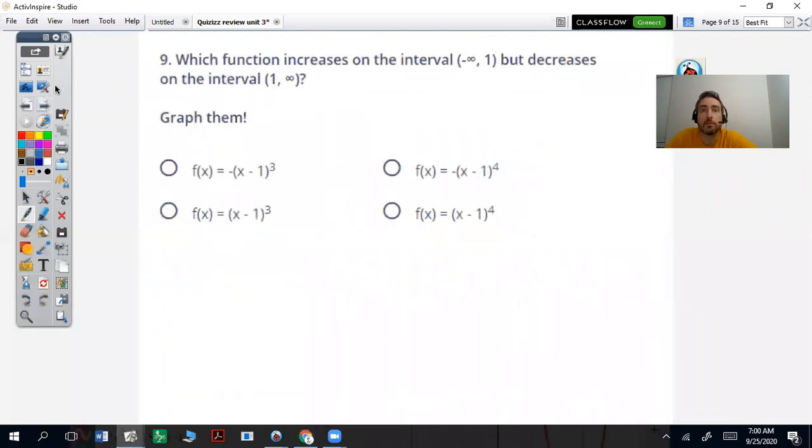Number 9, which function increases on the interval negative infinity to 1 but decreases on the interval 1 to infinity? So right at 1, wherever that is, it's going to go up and then go down. So we're looking for something like that. Let's graph them.